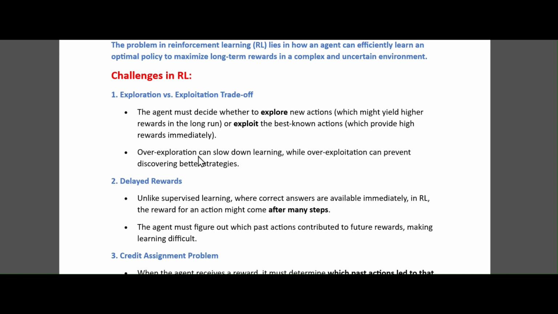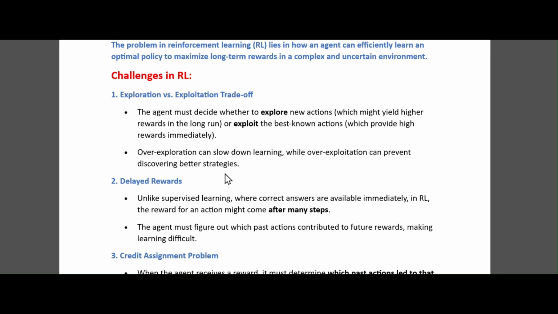Overexploration can slow down learning, while overexploitation can prevent the discovery of better strategies. If the agent exploits the previous actions, there might be a chance of having a better plan or a better strategy. Exploiting can prevent discovering better strategies, which could be much better than the previous actions that led to higher rewards.